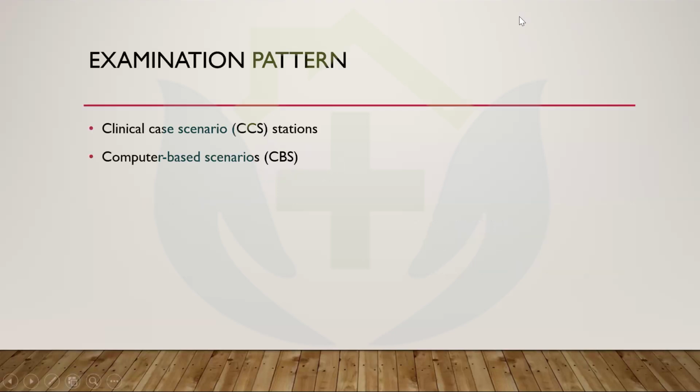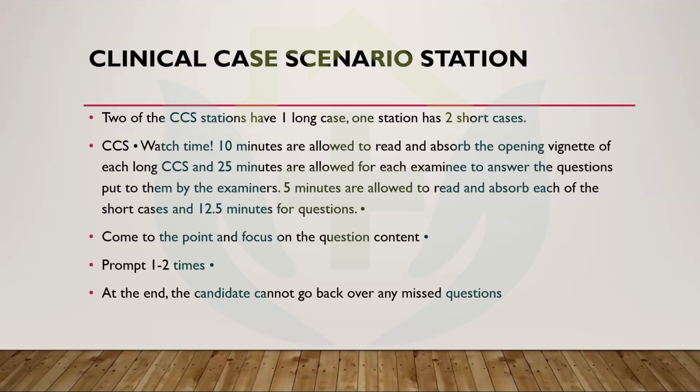Just 1 minute. So just a few points about the examination pattern. For those who have attempted the exam, they must be knowing everything about it. One or two slides for the people who are new to EDIC 2, who are giving their exam for the first time. There are two stations, CCS, called the clinical case scenarios, and CBS, that is the computer-based scenarios. In CCS, there is one long case and two short cases. 10 minutes is allowed to read and absorb the opening vignette of each long case and 25 minutes for each examiner to answer the questions put to them by the examiners. 5 minutes are allowed to read and absorb each of the short cases and 12.5 minutes for questions.